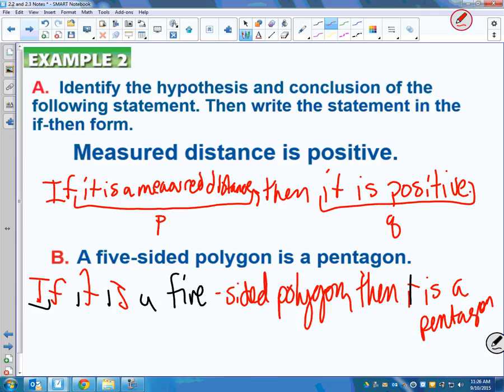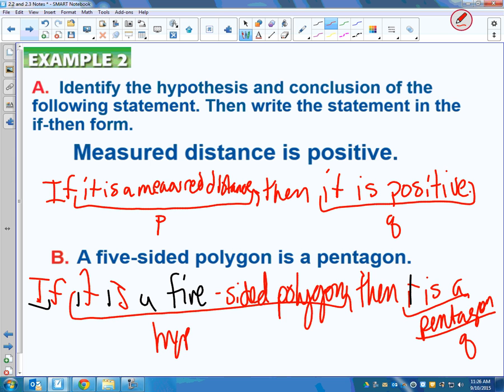It is a five-sided polygon would be our hypothesis. It is a pentagon would be our conclusion. Could you say, if it is a pentagon, then it is a five-sided polygon? You could say that too, right? And then depending on what the hypothesis and conclusion are, it changes, but that's still a true statement.